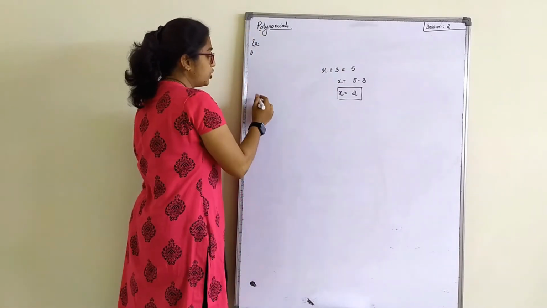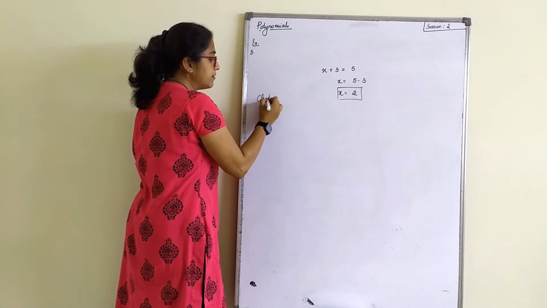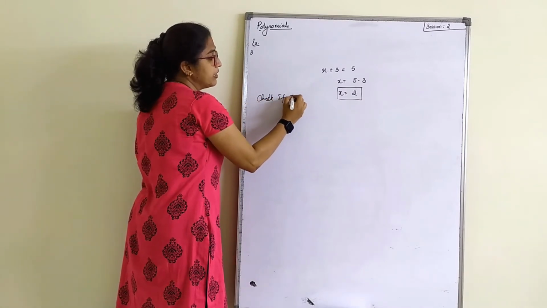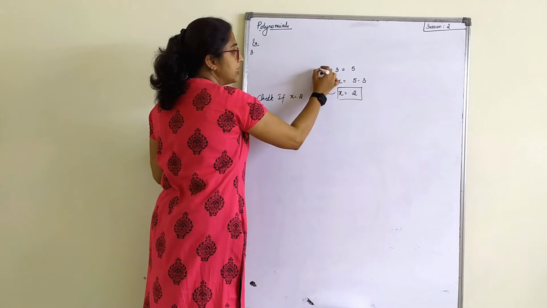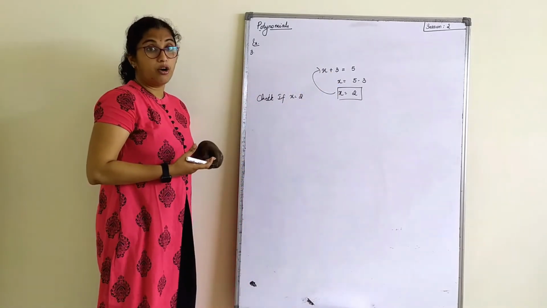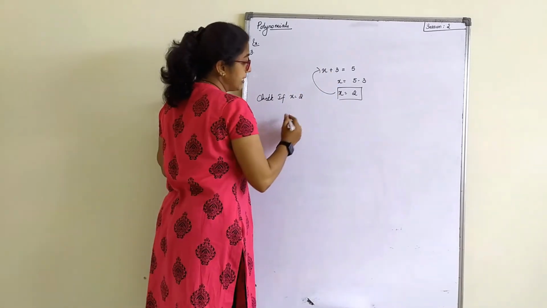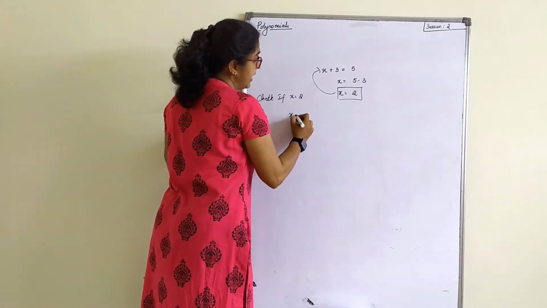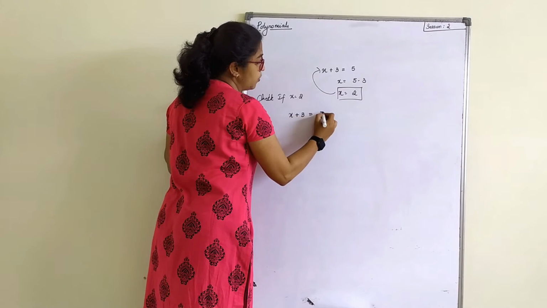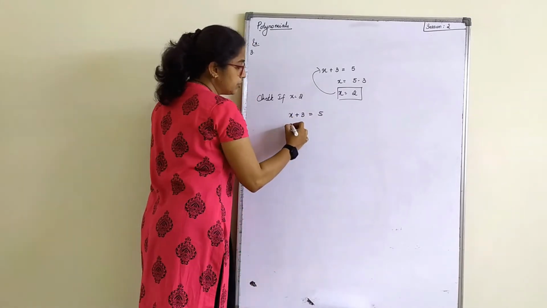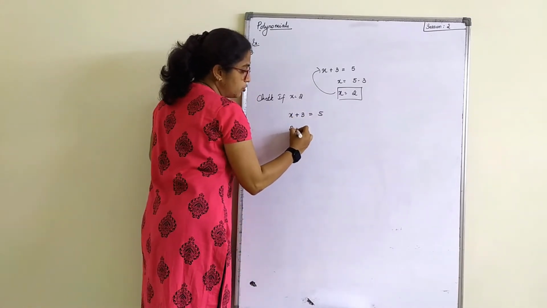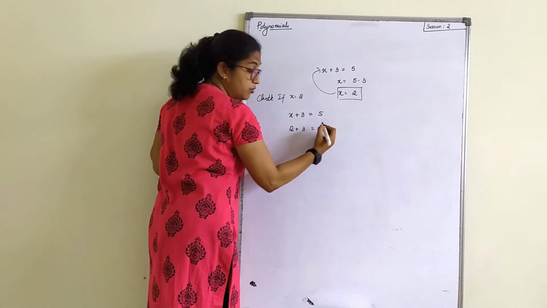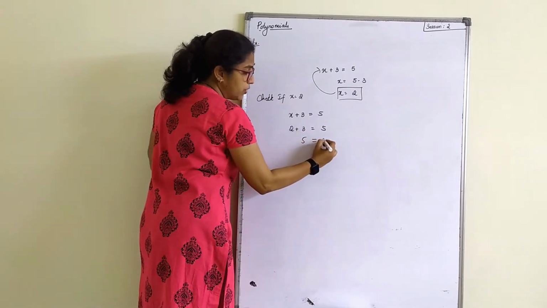Now another question I will give you. Check if x is equal to 2 is a zero of this polynomial or not. So how do you do that actually? If I see that the given equation is x plus 3 is equal to 5, when I substitute here, I get that 2 plus 3 is equal to 5. So I got 5 equal to 5.